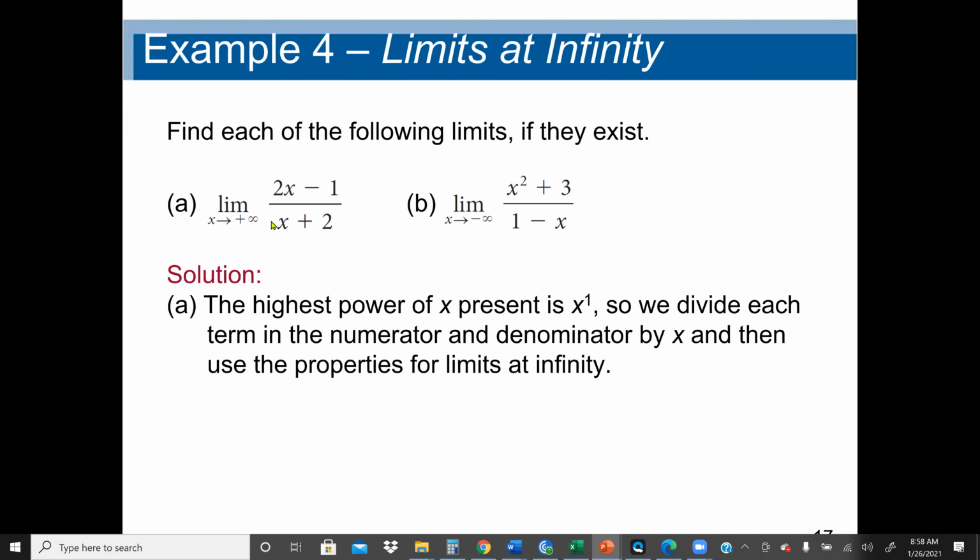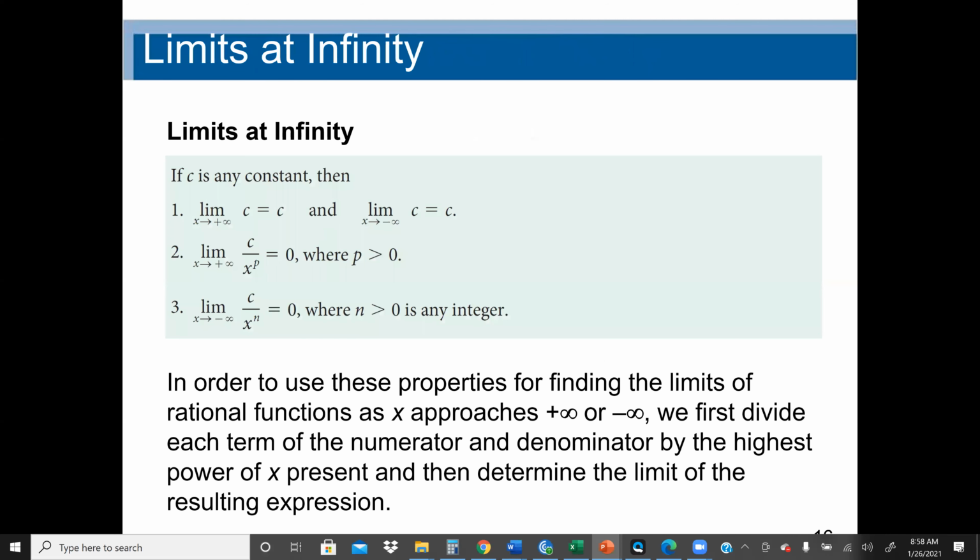Now, if the denominator were raised to the power, let's say 3, x cubed, then we would divide each term by x cubed. Then we are going to apply these 3 properties to solve it. So these 3 properties are very important when we are solving.